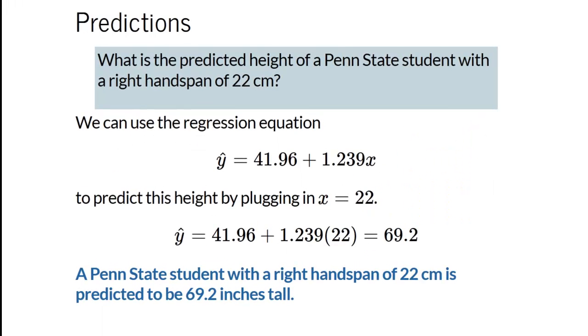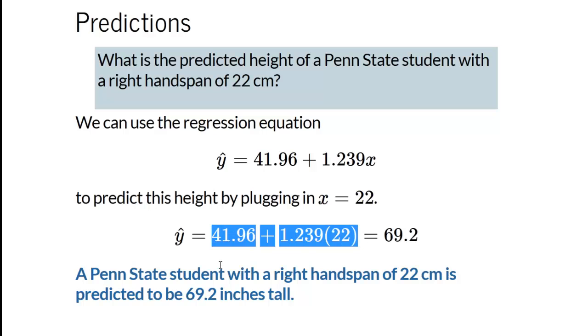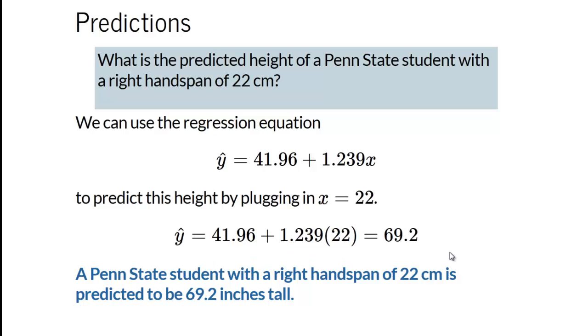The regression equation allows us to make predictions. For example, if we knew that a Penn State student had a right handspan of 22 centimeters, we could predict their height by plugging 22 into the regression equation. We could compute this value by hand by calculating this. We get 69.2. So a Penn State student with a right handspan of 22 centimeters is predicted to be 69.2 inches tall by this model.